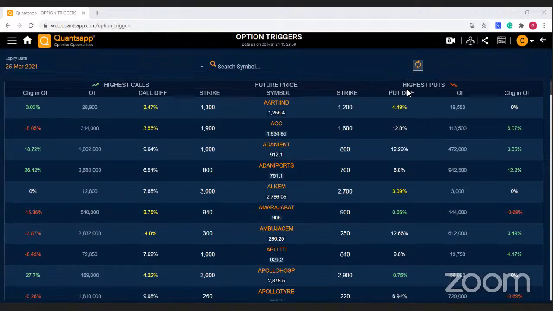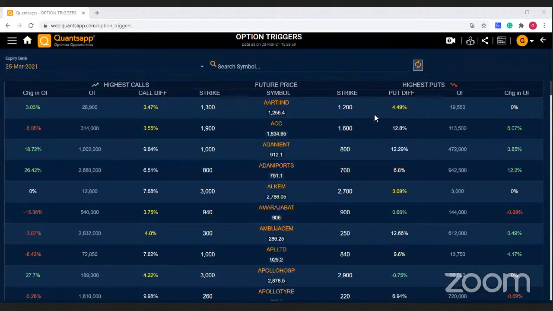Finding out particularly 3, 4 or maybe 5, 6 stocks or scripts which could have a likely move. This is based on the options data. Now if any other news or event occurs, that's a different thing. But if I want to see data driven stocks which could have a likely move, then option trigger is a tool where I go.